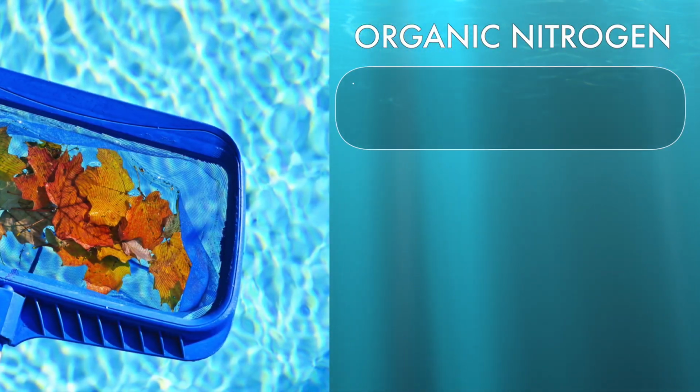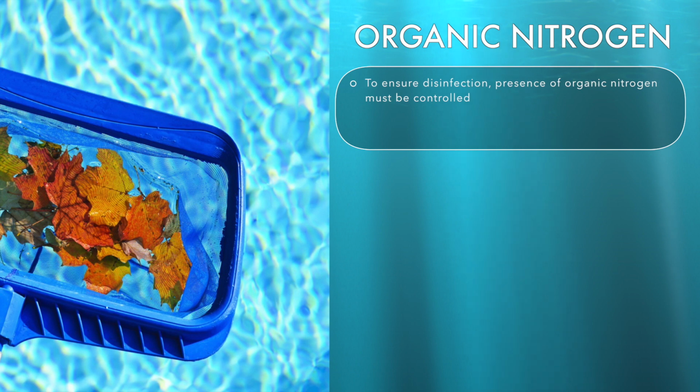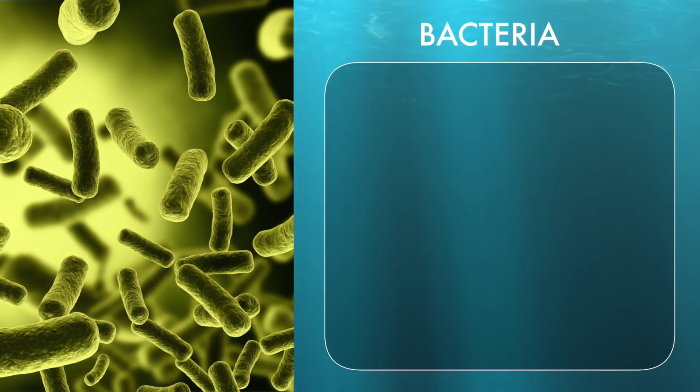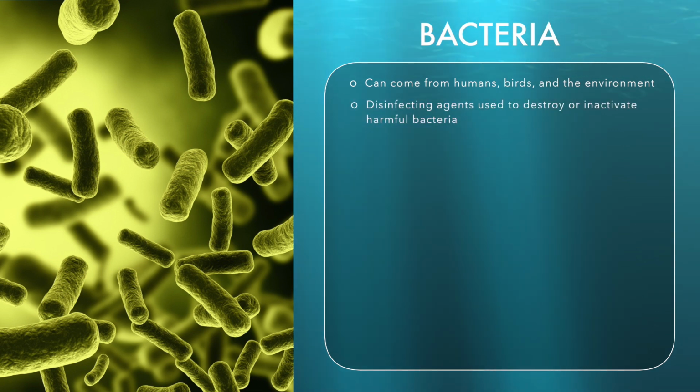Organic nitrogen. To ensure effective disinfection in pool water, the presence of organic nitrogen must be controlled. This can be achieved by ensuring breakpoint chlorination is maintained at all times. Bacteria. Bacteria can come from humans, animals such as birds, and the environment. Disinfecting agents are used to destroy or inactivate harmful bacteria.